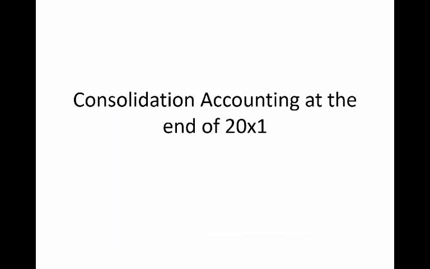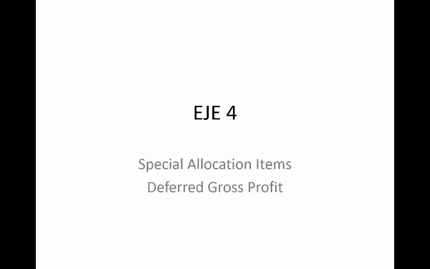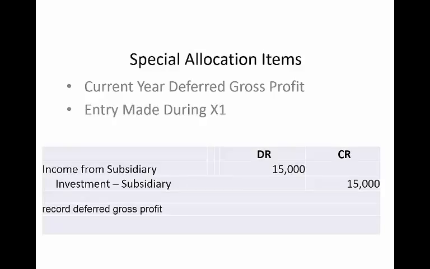All right, let's look at the consolidation at the end of X1. We're going to pick up with EJE number 4. Items 1, 2, and 3 relate to the consolidation accounting that we've covered already. Now, let's ask ourselves, what did we do during the year? Because you know that we're going to eliminate all equity method entries that we made. So again, we will always eliminate any equity method entry that we make in the consolidation process.